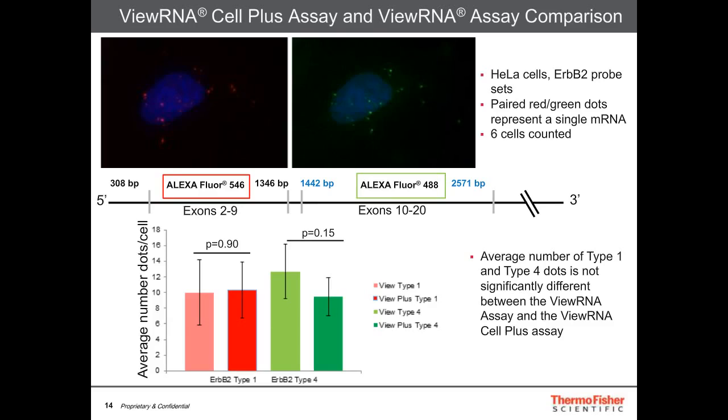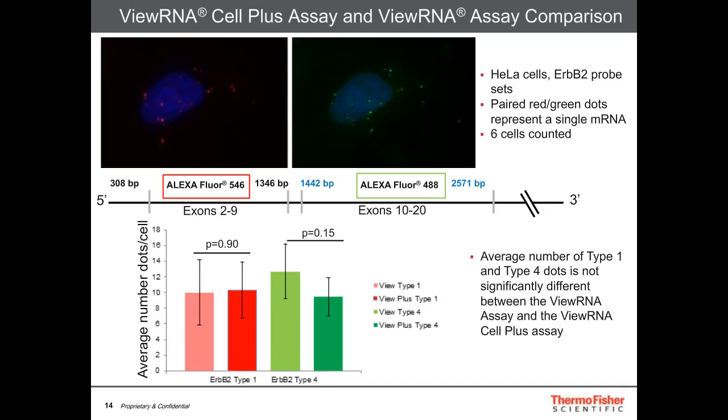But if we look, here I'll try to point to this. If we look up here, we can see two dots up here corresponding to two dots up here. And these actually are paired dots where we see the single mRNA species. And what we did was we went ahead and quantitated the amount of type 1 and type 4 dots that we see between the two assays.